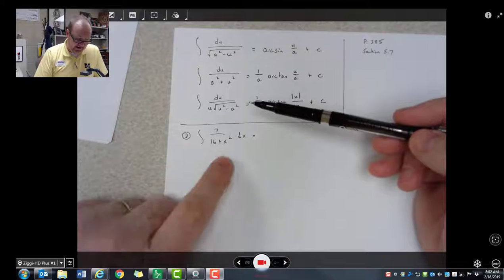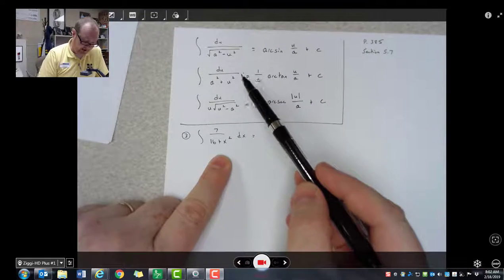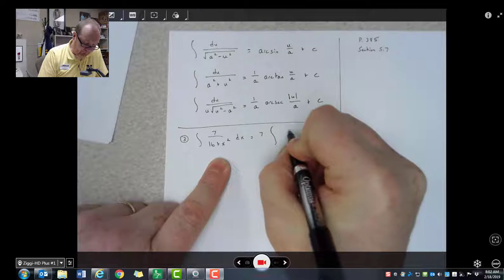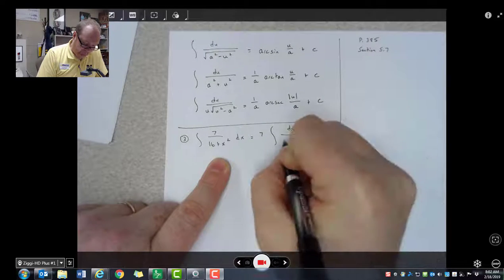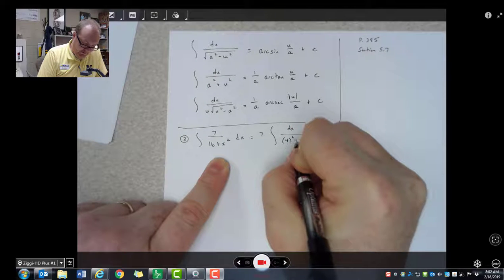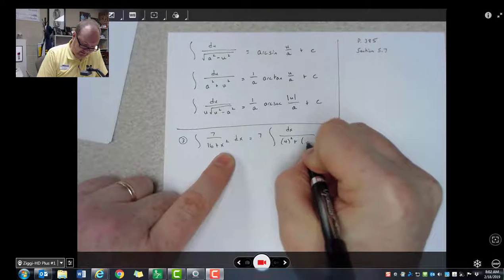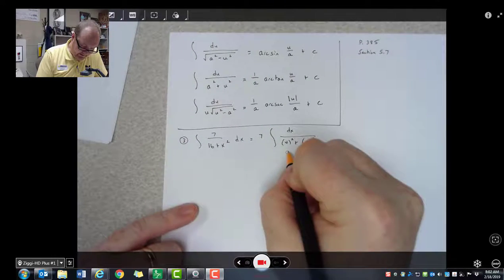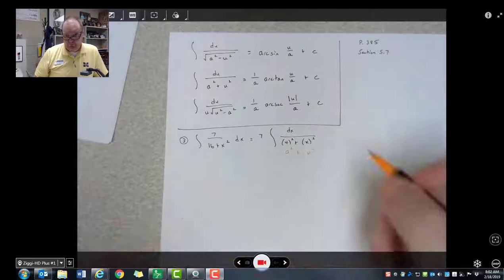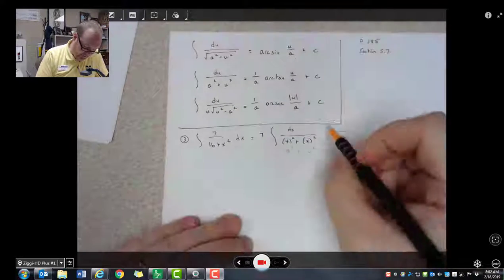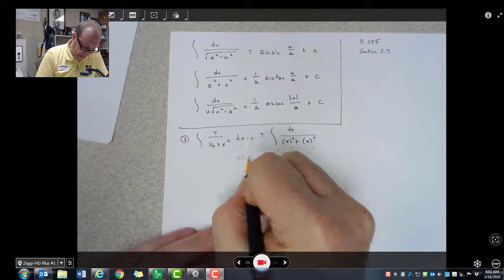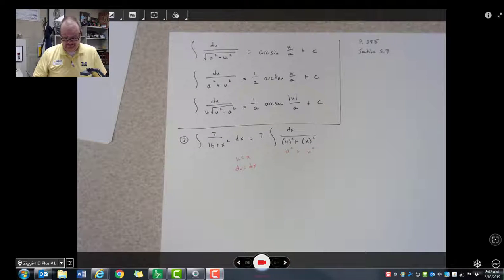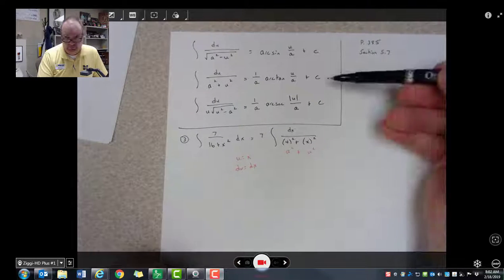So let's see if we can't rewrite it in terms of this formula. And the first thing I notice is I've got a 7 in there that I'm not sure I need at all. So I'm going to pull that out. And I can rewrite 16 as 4 squared, and I can rewrite x squared as x quantity squared. And again, what I'm on the lookout for is an a and a u. And so if I choose my u to be x, then my du is just dx. I'm good to go. That fits exactly this arctangent formula.